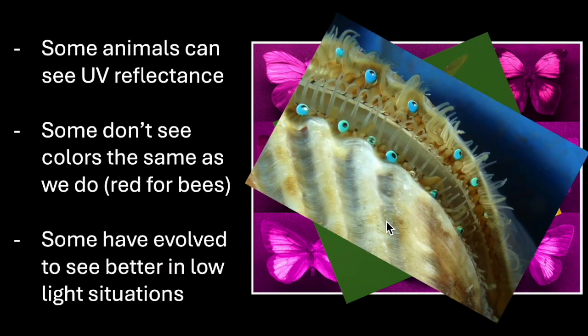And some animals have just evolved to see better in really low light conditions. So, we've talked about these eyes before. But there's so many of these because it's really hard for these scallops to see where they're located. So the more eyes, the more light you're going to gather, and more information can be pulled from that.